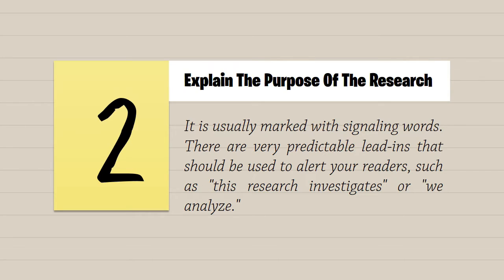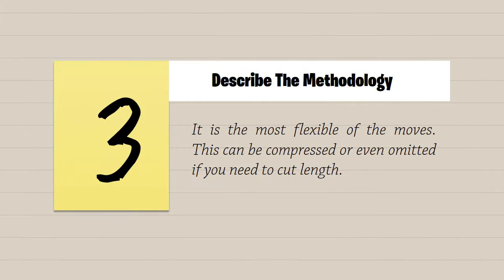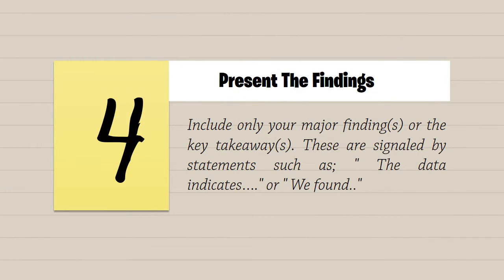There are very predictable lead-ins that should be used to alert your readers, such as, "This research investigates," or "We analyze." 3. Describe the methodology. It is the most flexible of the moves. This can be compressed or even omitted if you need to cut length. 4. Present the findings. Include only your major findings or the key takeaways. These are signaled by statements such as, "The data indicates," or "We found."